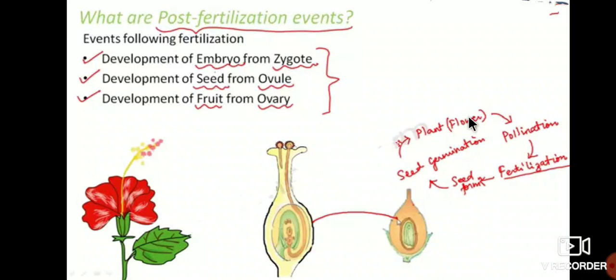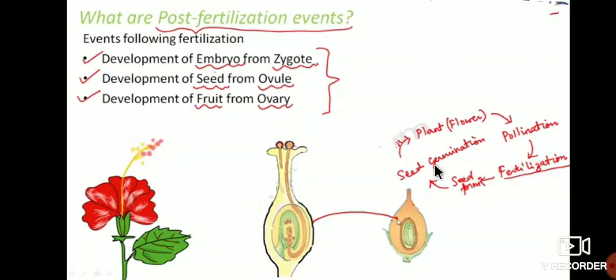Through those flowers, what happens? Pollination happens. Pollination means transfer of pollen from the stamen to the stigma, that is, from the male part to the female reproductive part. After pollination, what takes place? Fertilization takes place. After fertilization, what will be formed? Seed will be formed. After the formation of seed, what will happen? Seed germination will happen.